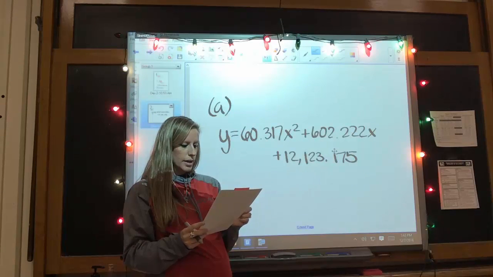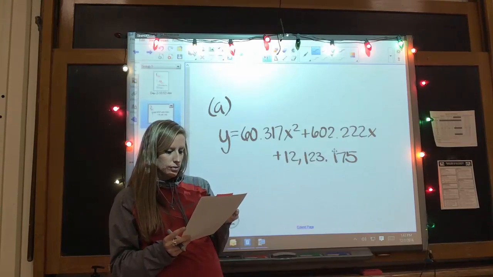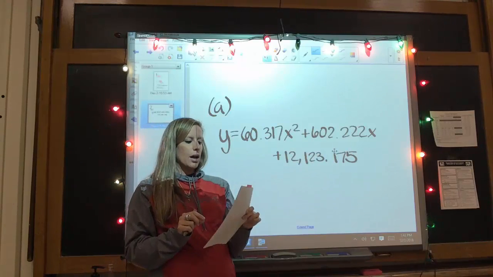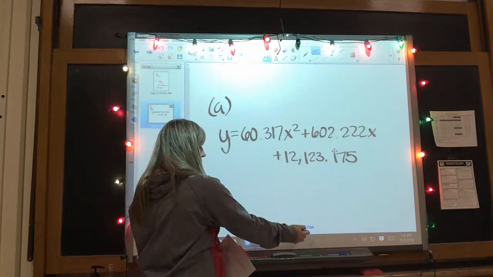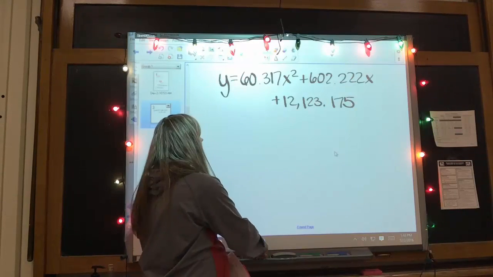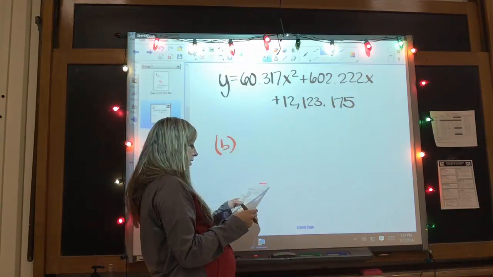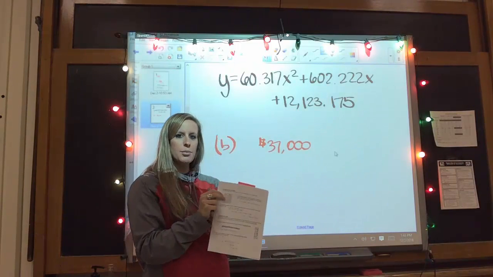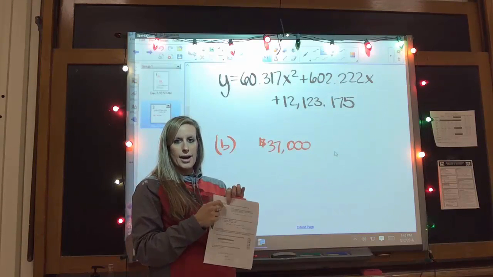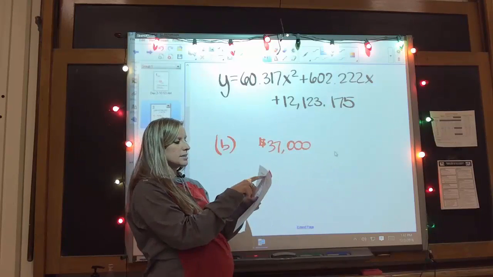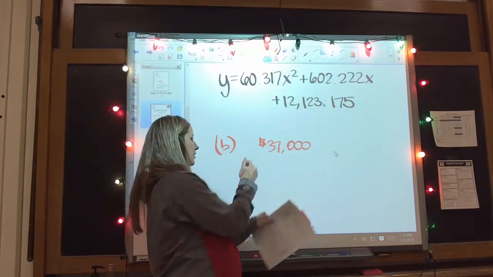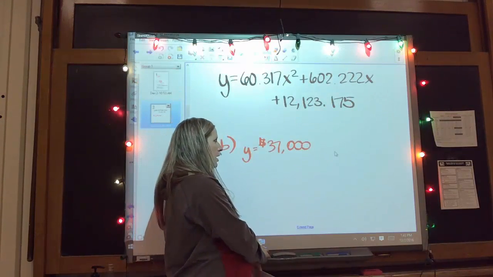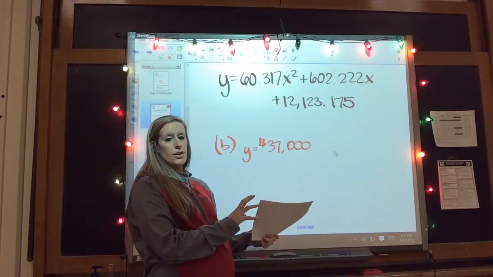Part B, using this model, estimate during which year the average cost of the four-door sedan reached $37,000. So you have to figure out, are we plugging this in for X or are we plugging it in for Y? If we're talking about $37,000, look at your table. Is that going to go in the X column or the Y column? The money is in the Y column. So we're going to try to find when Y is $37,000.